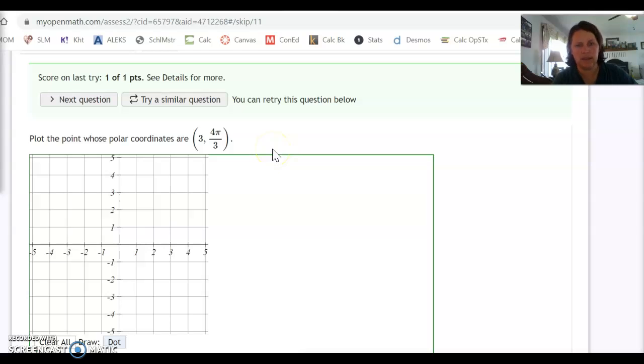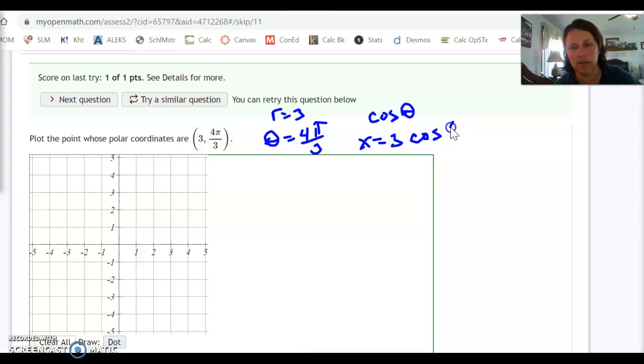Okay, this will be the last problem that we go over. So on this one, we are going to plot a polar coordinate on a Cartesian coordinate plane. So let's translate first. We know that r equals 3, theta equals 4 pi over 3. So using your equations, x equals r cosine of theta, which is 3 cosine of 4 pi over 3, and y equals 3 sine of 4 pi over 3.